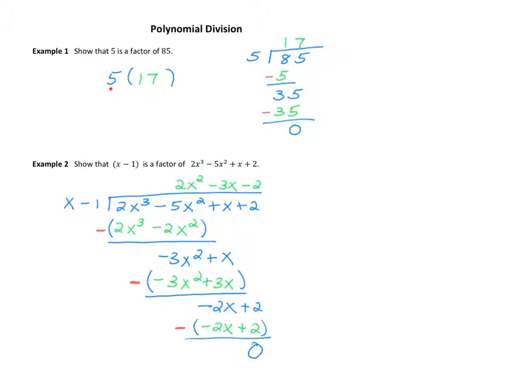Just like up here, how I divided in 5, I could remove it nicely and there's just a number left over. Here, I'm saying I'm taking this, I'm removing it from this. This is what is left over, making my final answer. I took x minus 1, I factored it out, and I was left with 2x squared minus 3x minus 2.